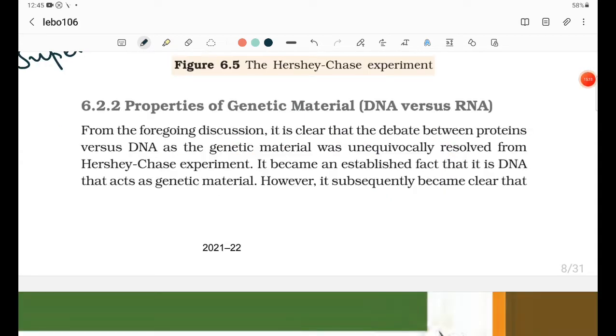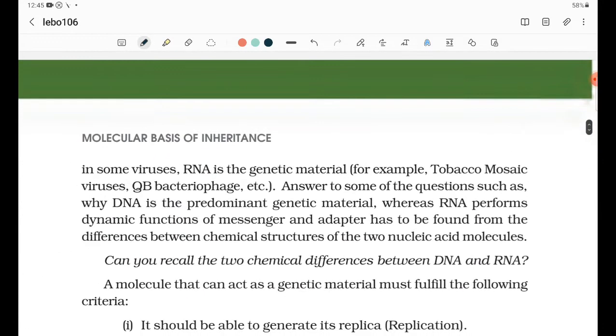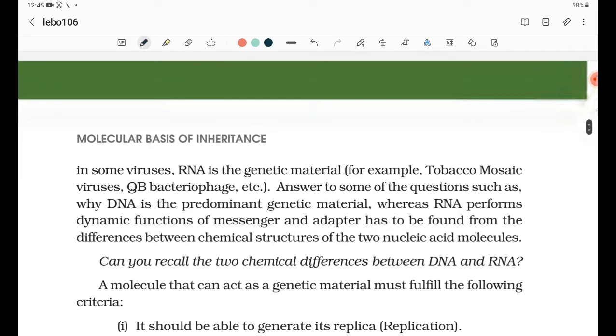So, properties of genetic material: DNA versus RNA. Now it is resolved that DNA is the genetic material, not the protein. But subsequently it became clear that RNA is also genetic material for some viruses like tobacco mosaic virus and Qβ bacteriophage virus.